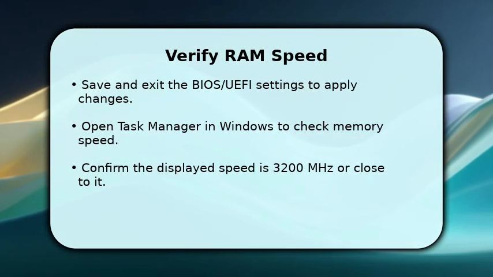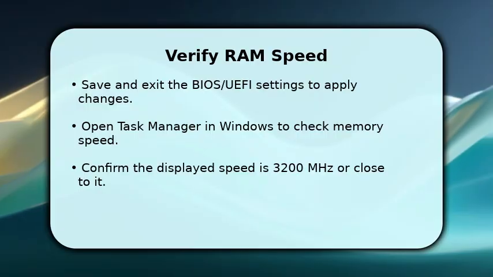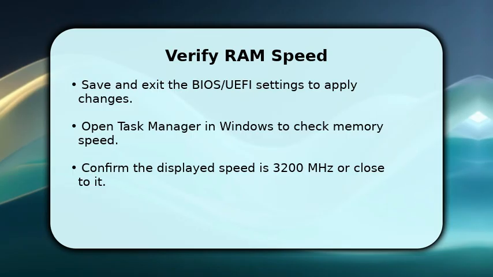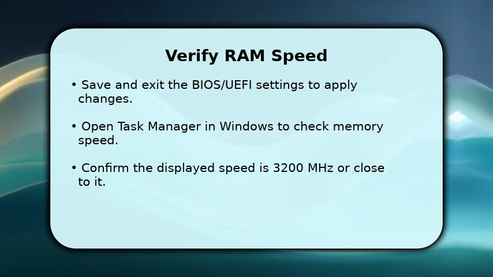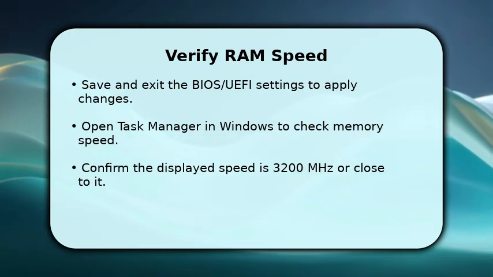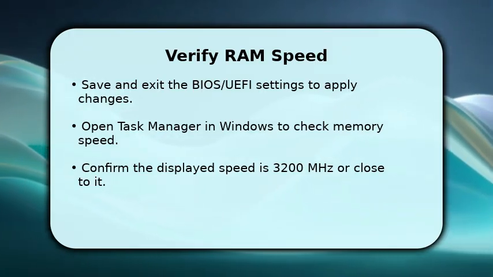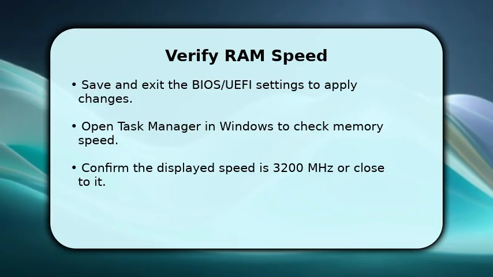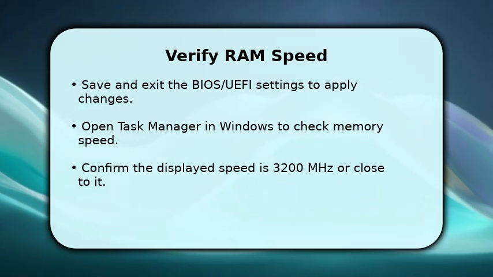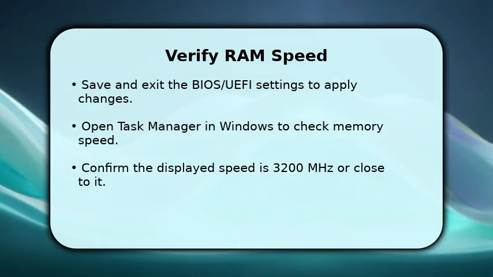After enabling the XMP or DOCP profile, save your changes and exit the BIOS. Your computer will then restart. Once back in Windows, you'll want to verify that the changes took effect. Open Task Manager by pressing Ctrl, Shift, and Escape. Go to the Performance tab and select Memory. Here, you should see your RAM speed listed, ideally at 3200 MHz.